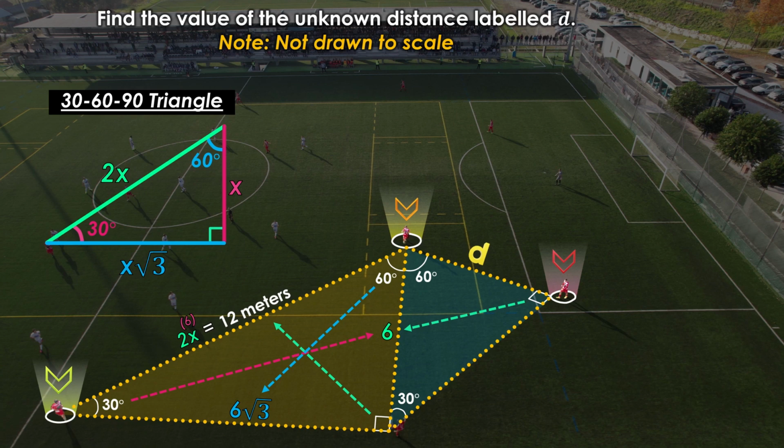Since the side we are trying to find is opposite the 30-degree angle, it'll have a length of just x, which in this case is 3. So the answer is 3 meters.